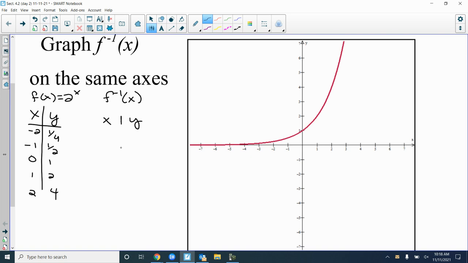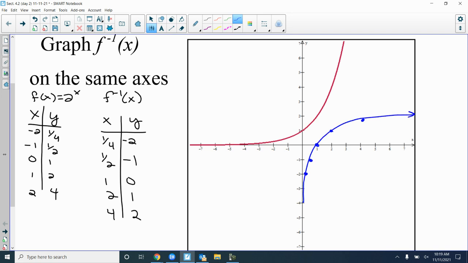And we flipped everything. And that was 1/4, -2; 1/2, -1; 1, 0; 2, 1; and 4, 2. And so we plotted those. And we got that graph.